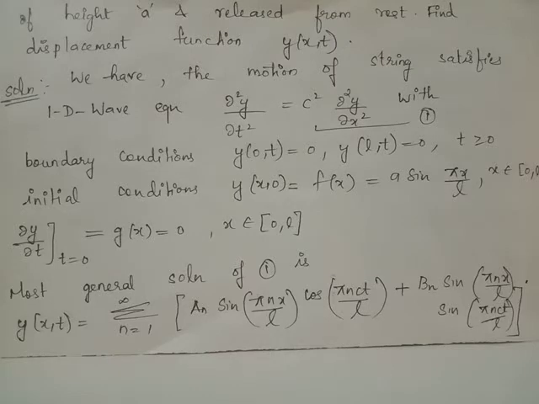The most general solution for equation 1 is obtained as y(x,t) equals summation n ranging from 1 to infinity of [a_n sin(pi n x/L) cos(pi n ct/L) plus b_n sin(pi n x/L) sin(pi n ct/L)], which follows from the Fourier series solution of the one-dimensional wave equation, where a_n and b_n are Fourier coefficients.